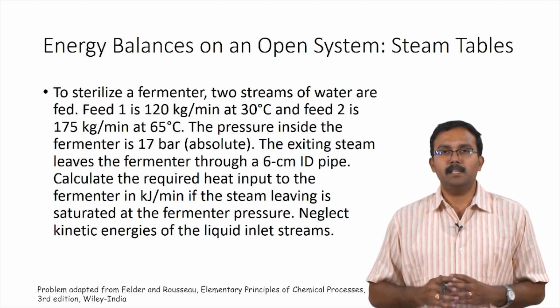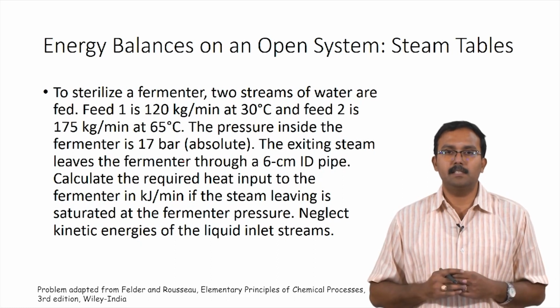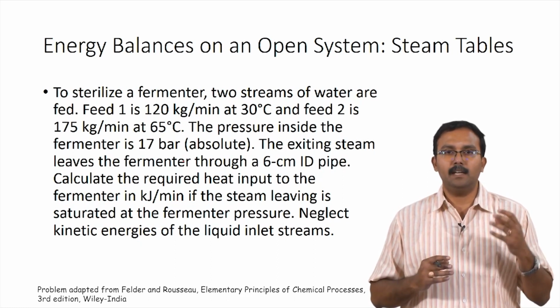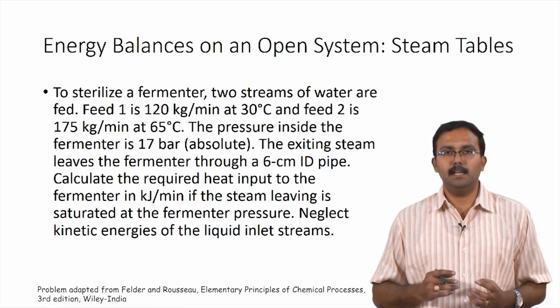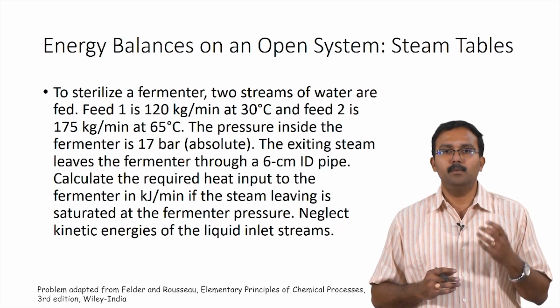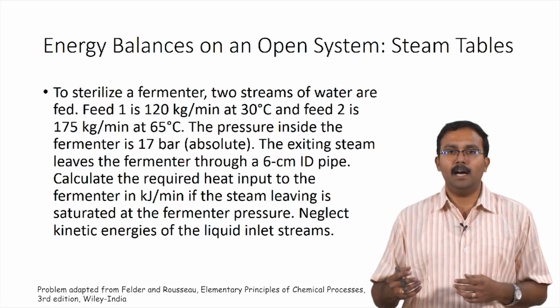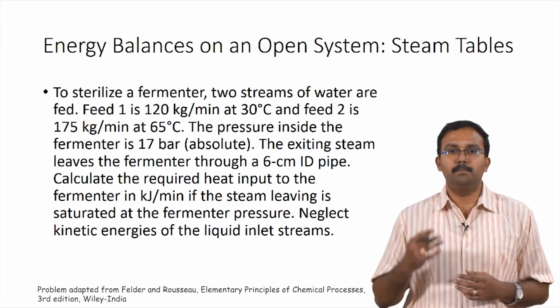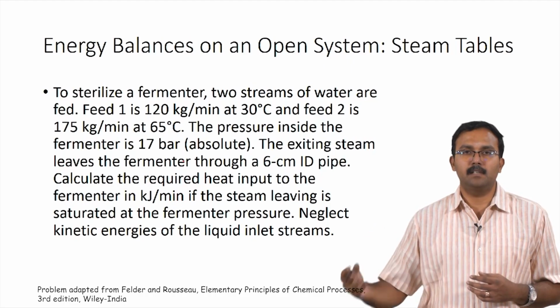If you read the question carefully, we have all the information about the streams which are coming in and leaving the system. We know that we have two feeds, one at 120 kilograms per minute and the other at 175 kilograms per minute. We also know the temperature at which they are coming and their states. We also have information about the pressure inside the fermenter and the exiting steam's state.